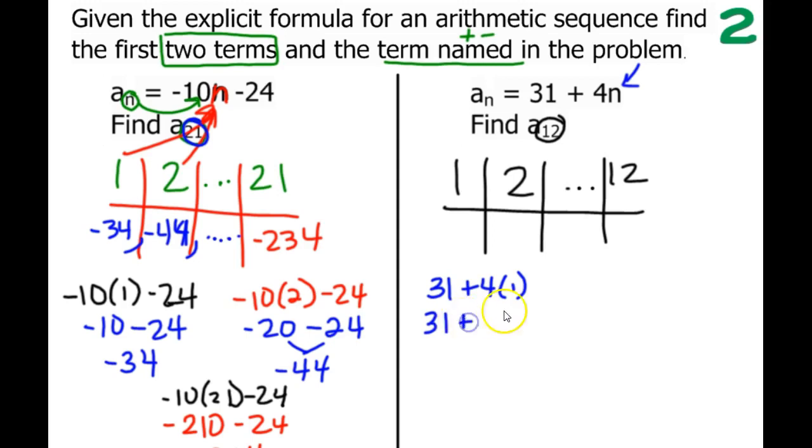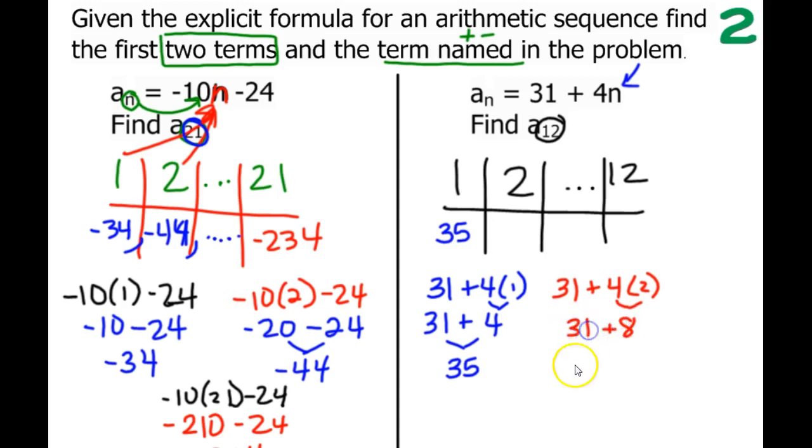Well, we need to do the order of operations, so we're going to multiply first here. 4 times 1 is 4. So 31 plus 4 is 35. Then I'm going to plug in a 2. 31 plus 4 times 2. Well, 4 times 2 is 8. So I have 31 plus 8 gives me 39.